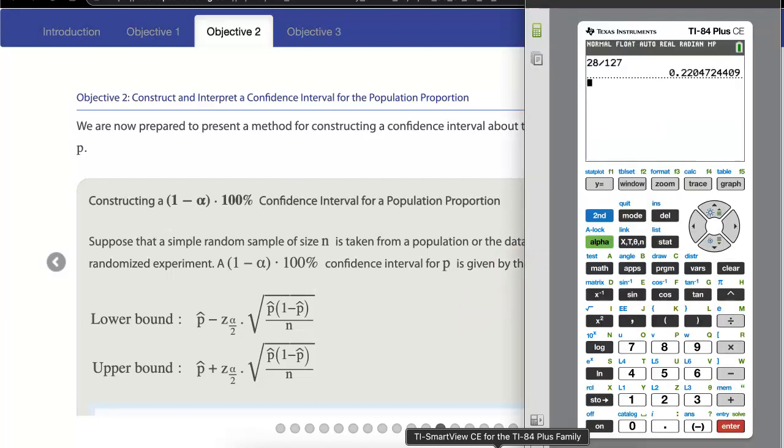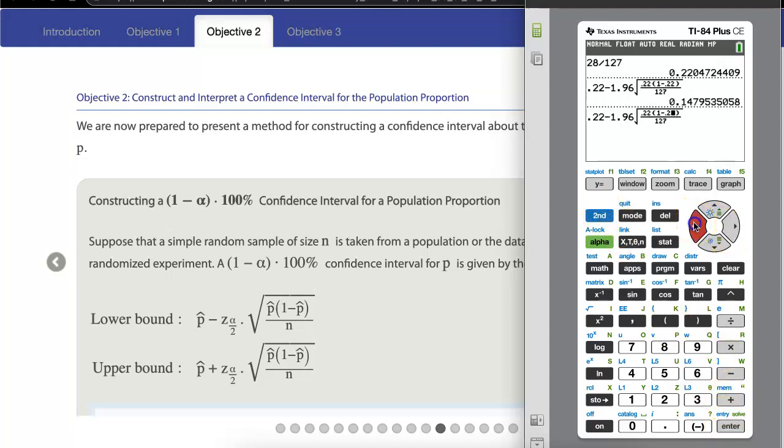So with this information, now we're going to use this formula to do 0.22 minus 1.96 times the square root of this fraction. So I'm going to use that fraction template of 0.22 times 1 minus 0.22 divided by the 127 n. That gives us our lower bound. I can do second enter to just paste that value back here and go back, change that minus sign to a plus sign, and this gives me the upper bound of the confidence interval.